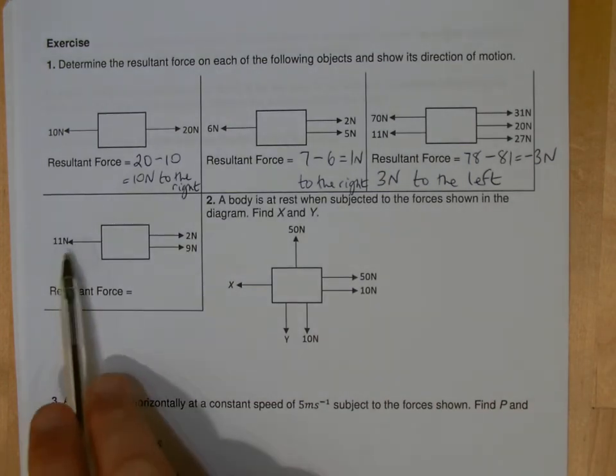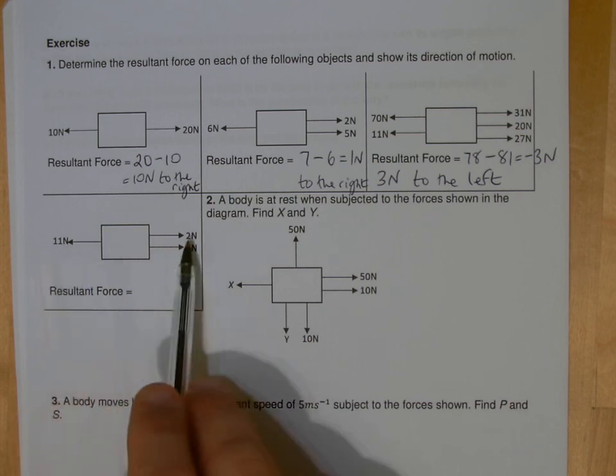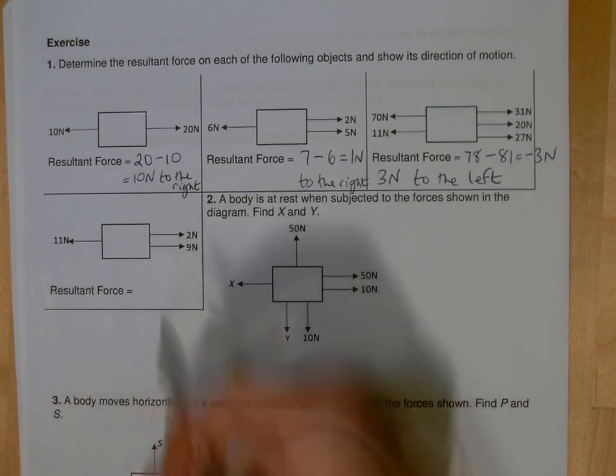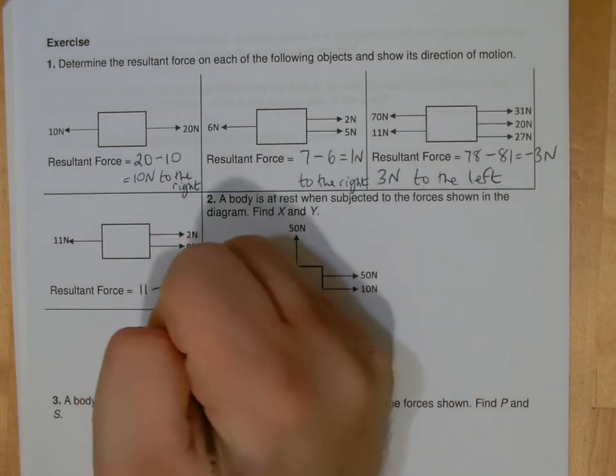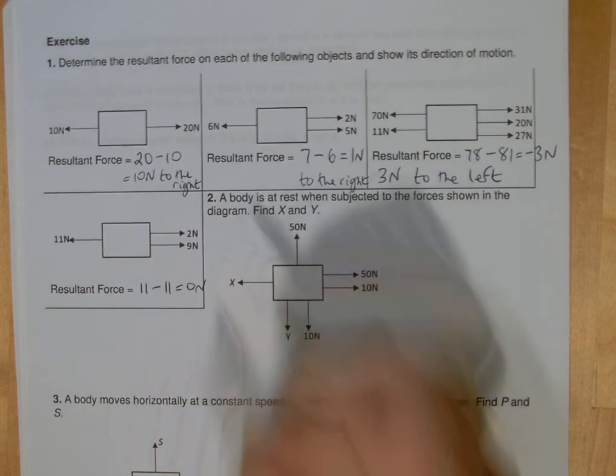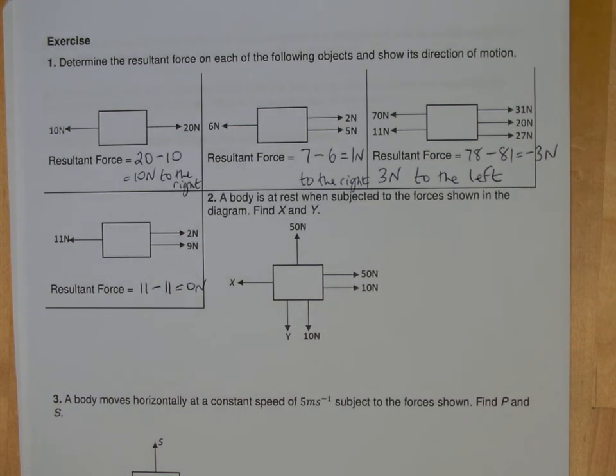In this case here, resultant force, so we've got 11 newtons to the left, and 9 and 2 is 11 newtons to the right. So that actually comes to 0. So the resultant force is 0 newtons. Now in this case, we can't actually tell which direction of motion it is going.